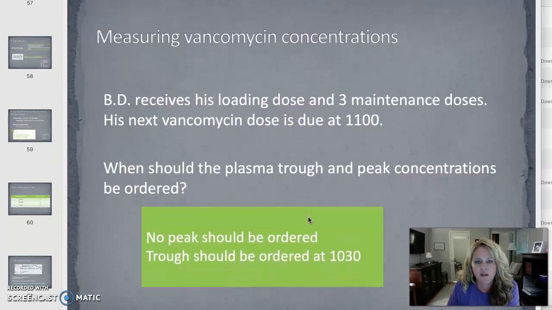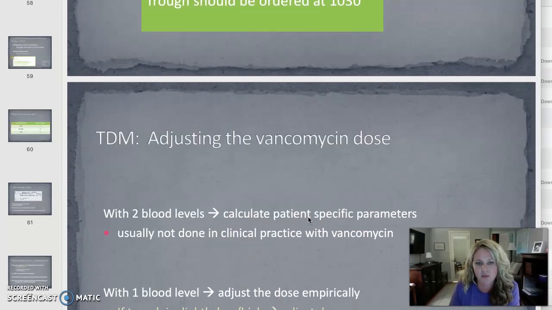So, measuring the concentrations. Here's just an example. We've got a patient who gets a loading dose and 3 maintenance doses, and his next dose is due at 11 a.m. So he's had 4 doses. We're going to draw the trough prior to this dose. It should be done at 10:30, 30 minutes prior to the next dose.